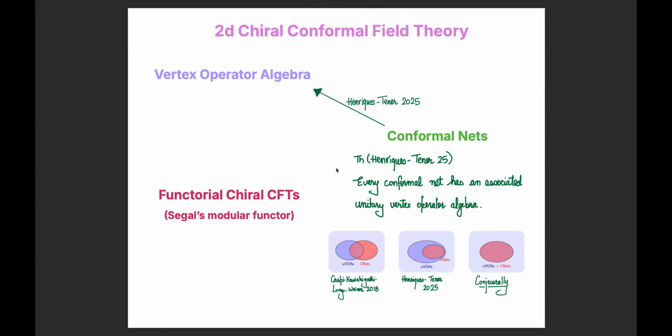Okay, and then James Sanner and Andre Henriques in 2025 wrote a backwards paper, in which they said, given any conformal net, you get a unitary VOA. So this is kind of the state of affairs right now. With the paper in 2018, there was some overlap with James and Andre's work. Any conformal net gives you a unitary VOA, and conjecturally they are equal.